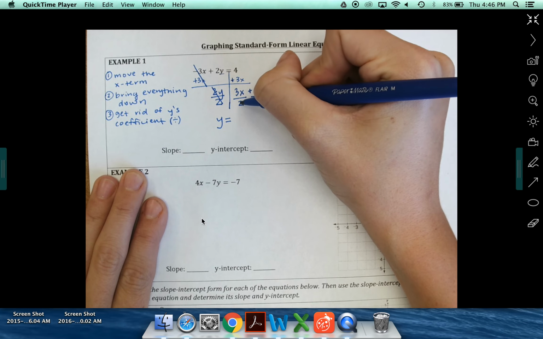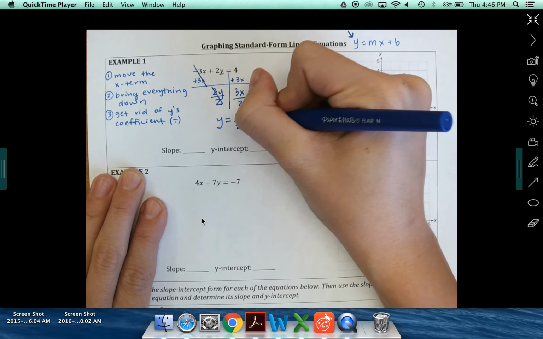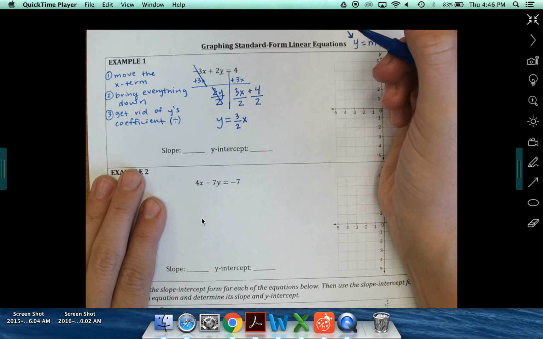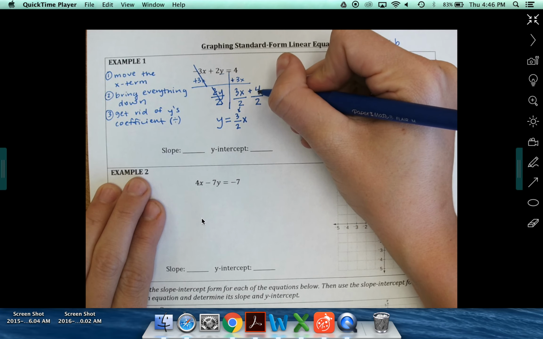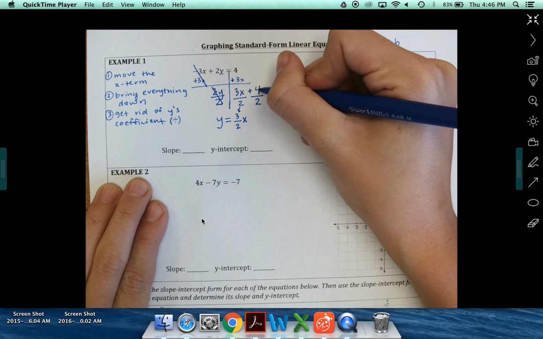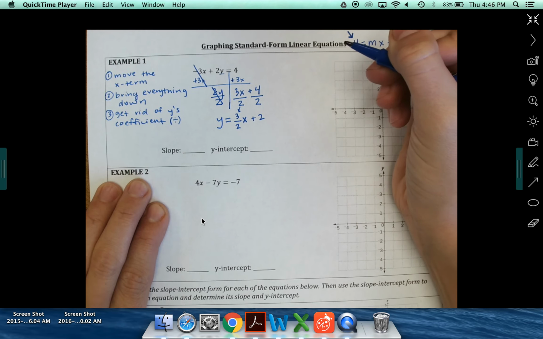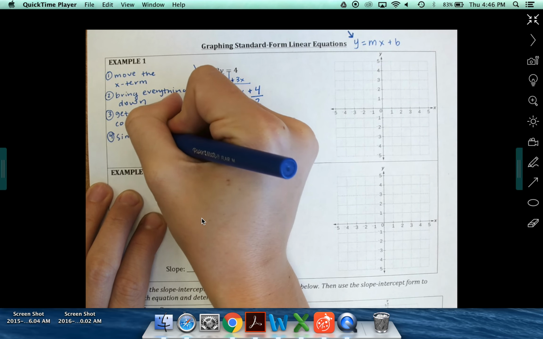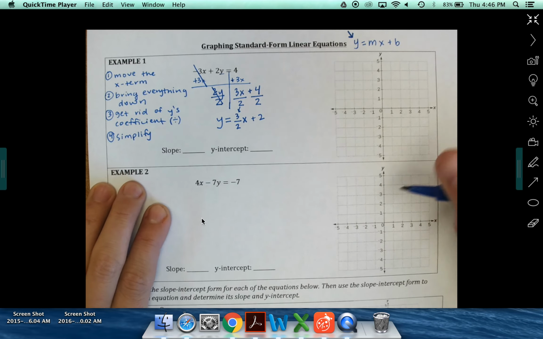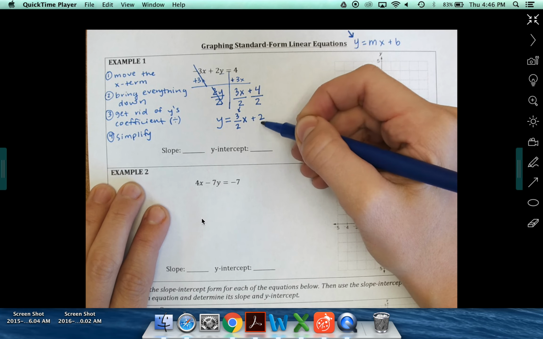3 over 2, if you plugged 3 divided by 2 in your calculator, it would just give you 3 over 2. So we have 3 over 2x. I just simplified that. Next, I've got positive 4 divided by 2. 4 divided by 2 is positive 2. So that last step was to basically simplify. 3 divided by 2 is just 3 over 2. 4 divided by 2 is just 2.